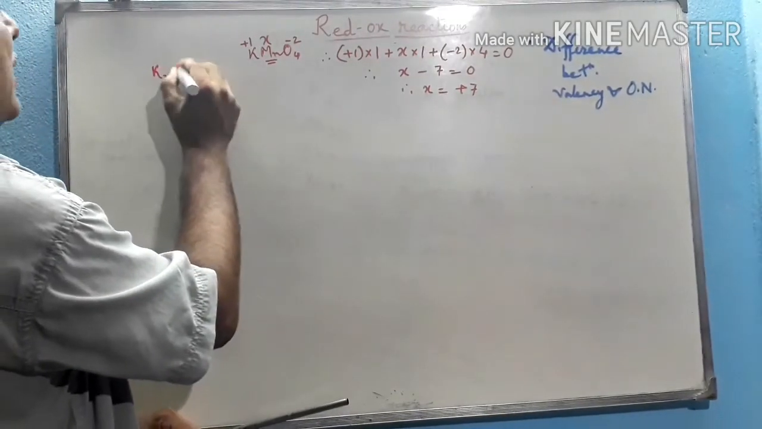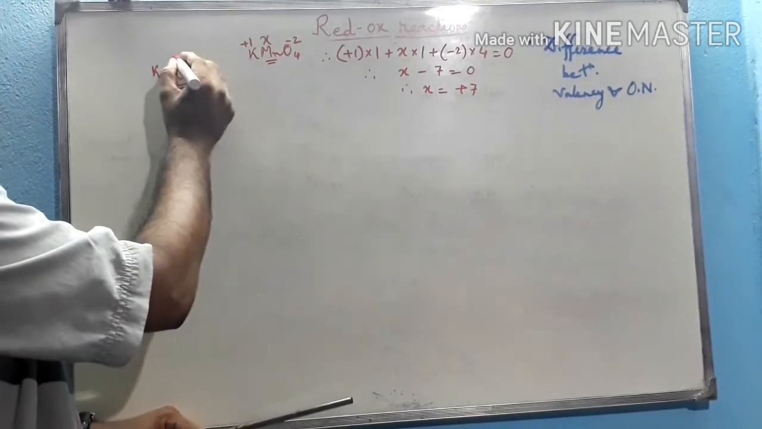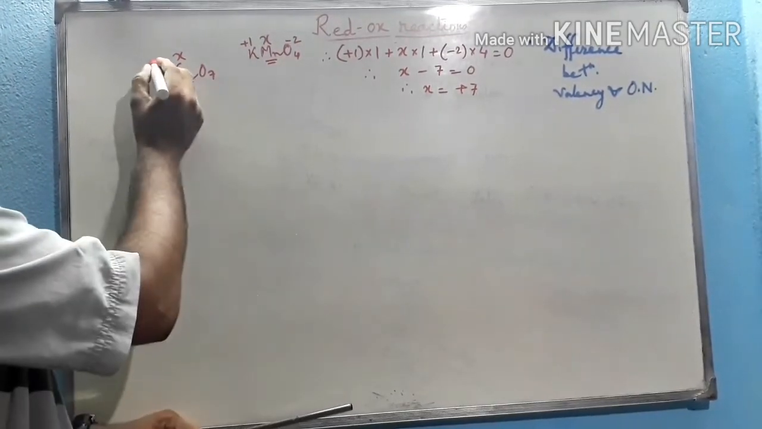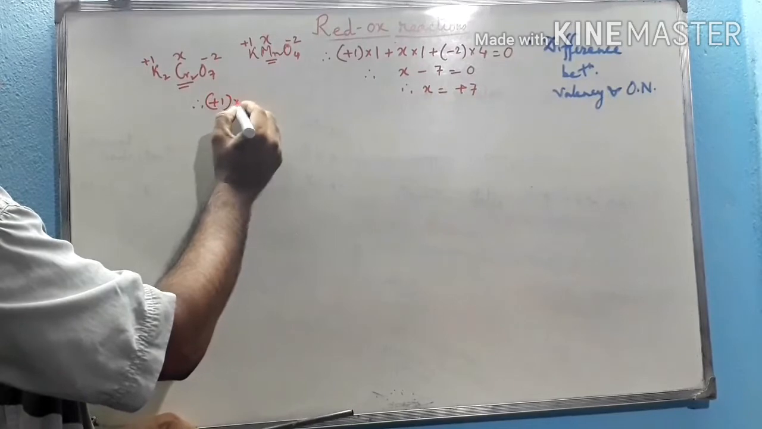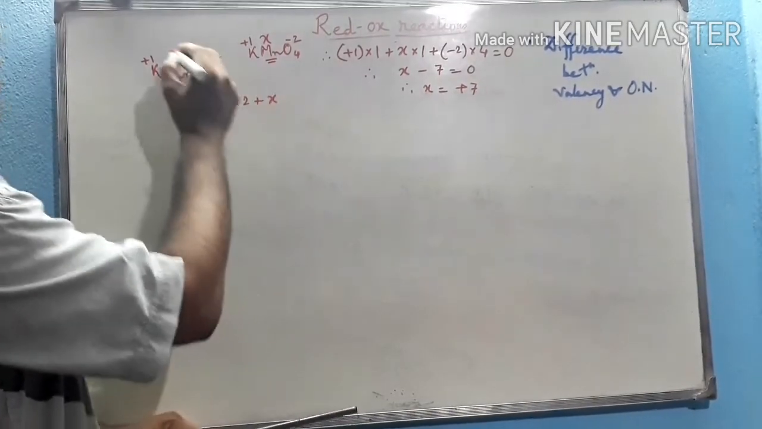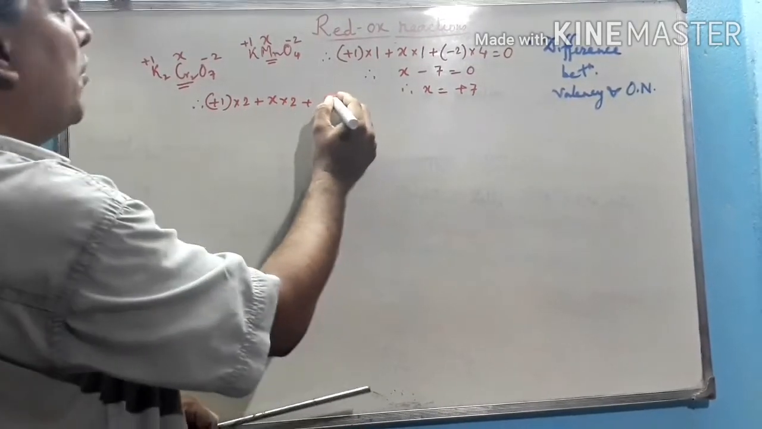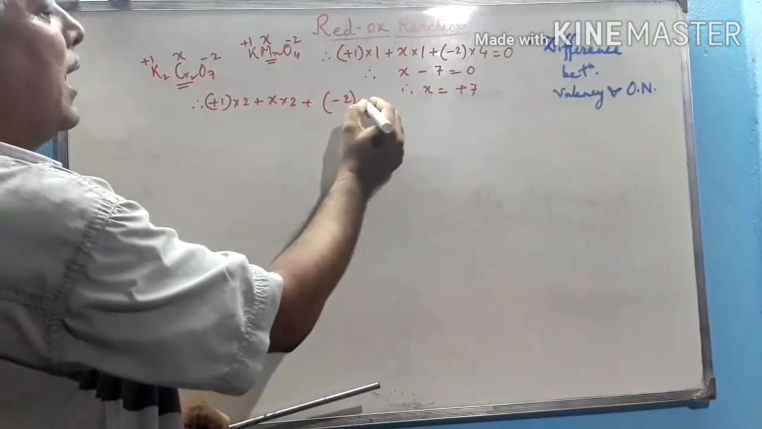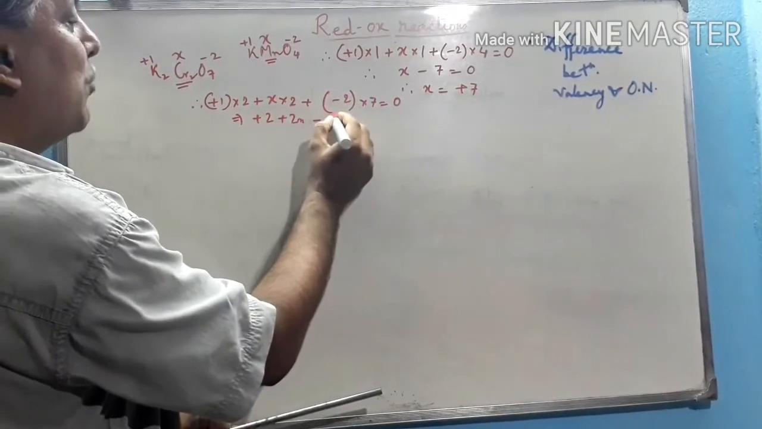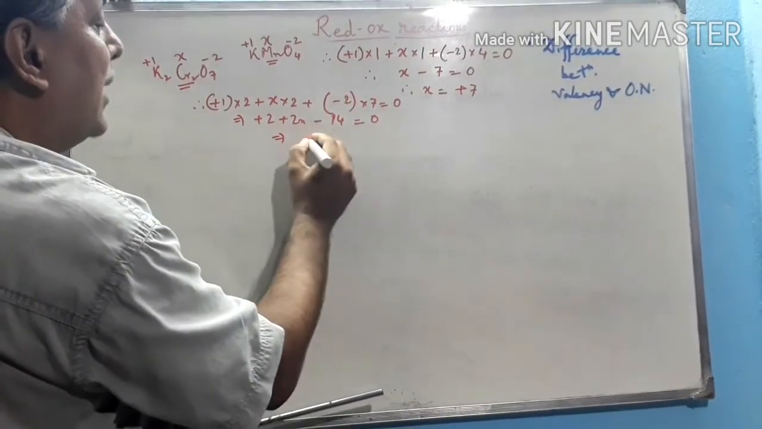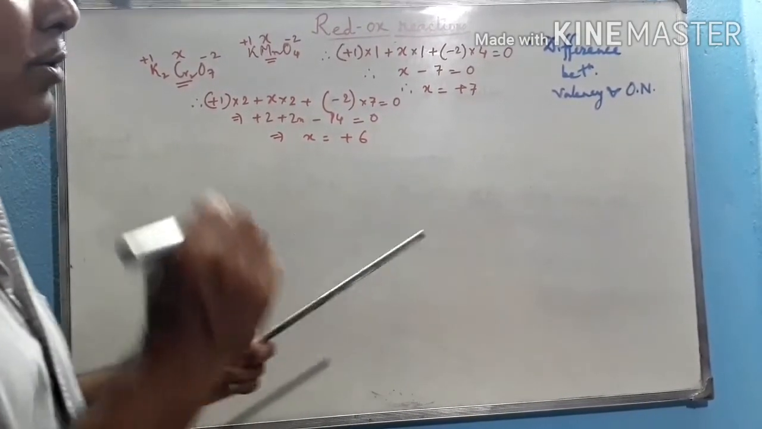If we want to calculate the oxidation number of chromium in K2Cr2O7, suppose we assign the oxidation number of chromium as X, that of potassium is +1, and that of oxygen is -2. So +1 into the number of potassium atoms, 2, plus X, the assumed oxidation number of chromium, into the number of chromium atoms, 2, plus -2, the oxidation number of oxygen, into 7, overall equal to 0. Therefore +2 plus 2x minus 14 equal to 0. So we can calculate the value of X equal to +6. Again, we have to write the plus sign as a prefix here because it denotes the oxidation number.